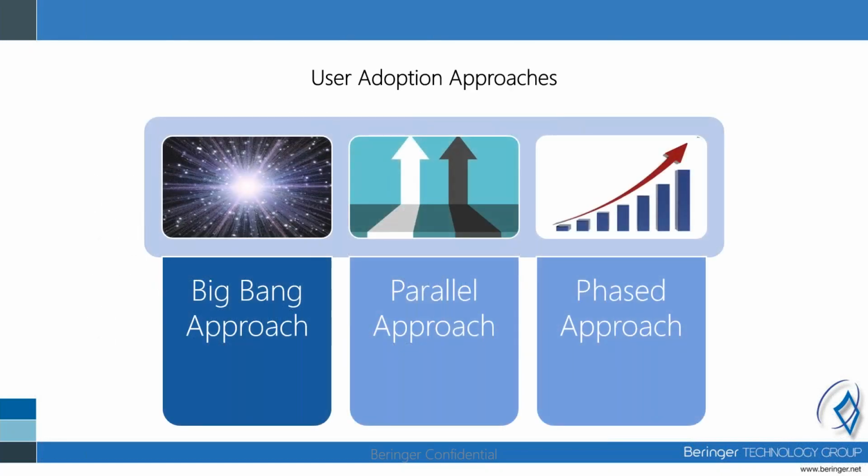There are many different approaches to user adoption. There's the big bang approach, the parallel approach, and the phased approach. The big bang approach really starts, as it sounds, with just one big bang. In other words, you set the date and you dive right in. An old system is abandoned while a new one is adopted.